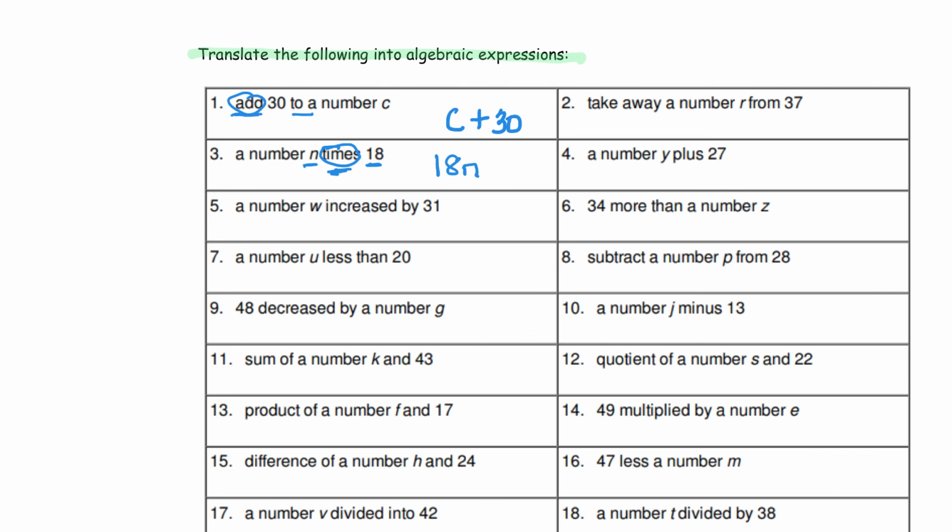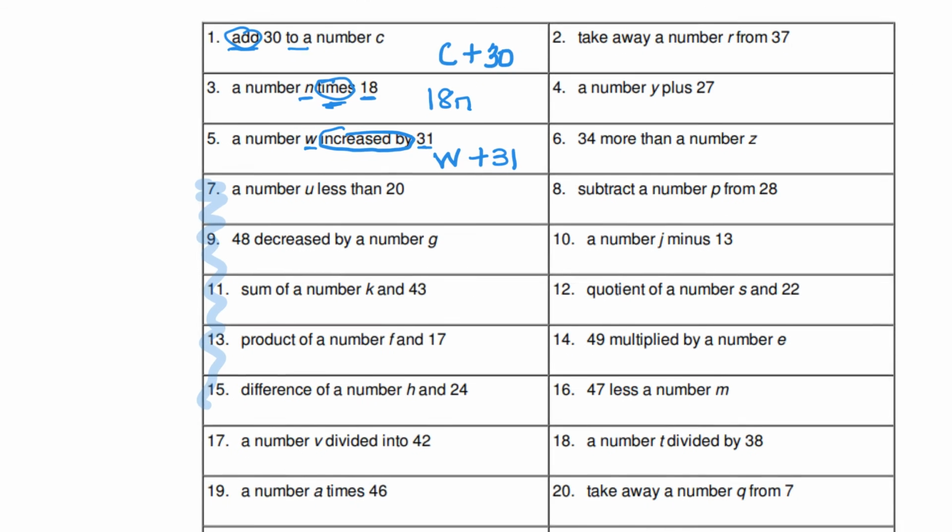You got this. Number 5, a number W increased by 31. Well, what happens when we increase something? When we increase something, it gets bigger. So in this case, your answer would be addition. Well, your operation is addition, and it would be W plus 31. Good job. I'm going to ask you to try the rest of the odd problems on this page just so you get a little bit more practice.